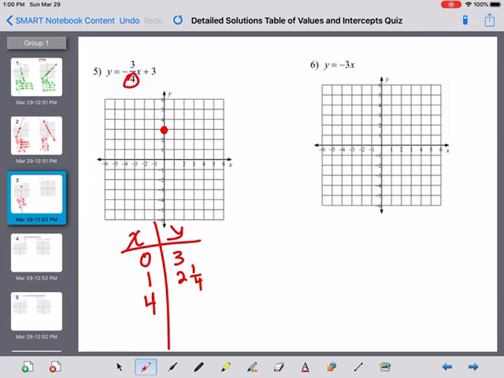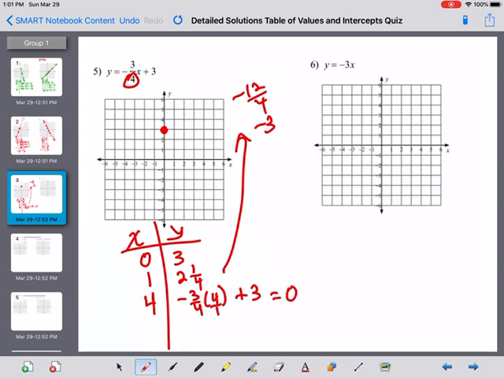Pick a multiple of the denominator. So watch what happens. Negative 3/4 times 4, which is 4 over 1, and then plus 3. So negative 3/4 times 4 is negative 12/4, which is negative 3. So negative 3 plus 3 is 0. When you pick a multiple of that denominator, you actually end up with an integer answer, which is really helpful. So that's 4, 0.